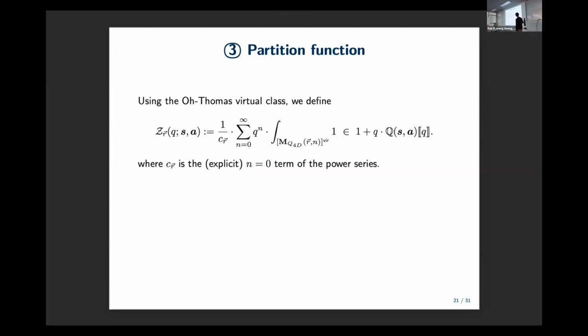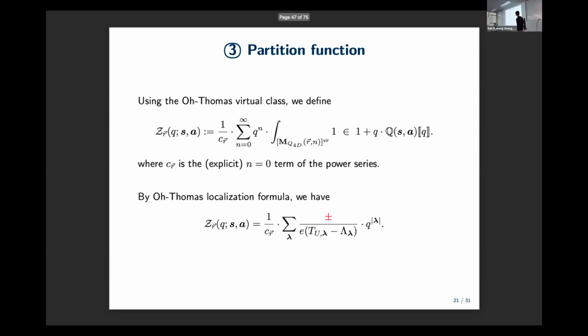This is just to make this power series start with 1 instead of a constant. We just normalize by this explicit constant. And then, just like the Atiyah-Bott localization formula for smooth manifolds, there is a version of a localization formula by Oh and Thomas for the -2 shifted symplectic case. And this also expresses your partition function in terms of the fixed locus of the moduli space under the torus action.